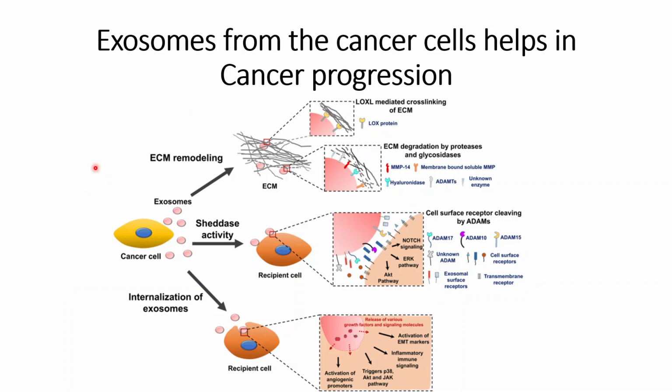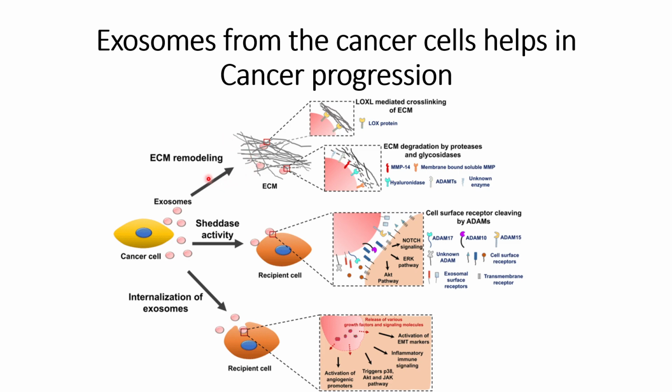In this video we will discuss another factor that helps in cancer progression, that is the exosomes that are released by the cancer cells itself. The three main categories discussed in this figure, by which these exosomes help in cancer progression, are ECM remodeling, SADase activity, and internalization of the exosomes. So we will begin with ECM remodeling.